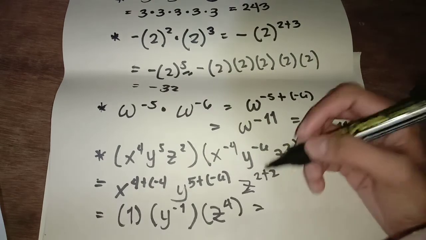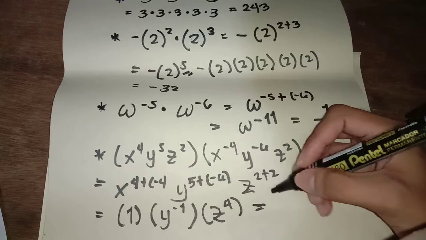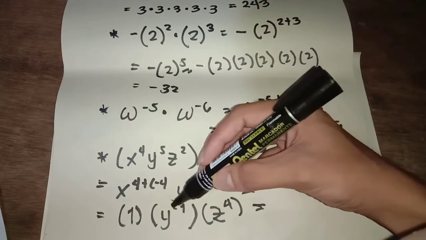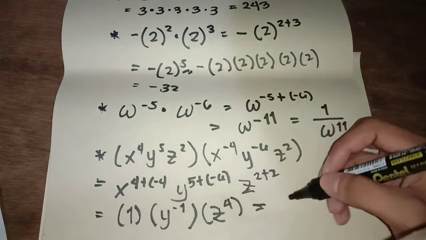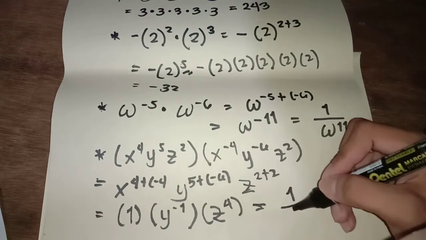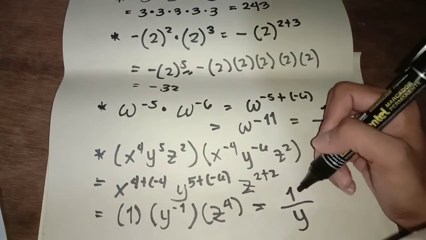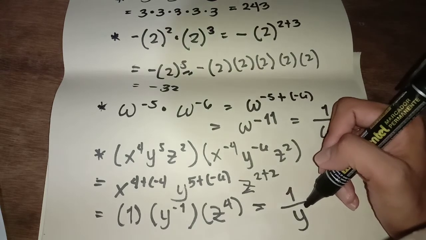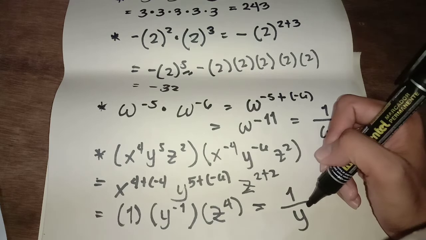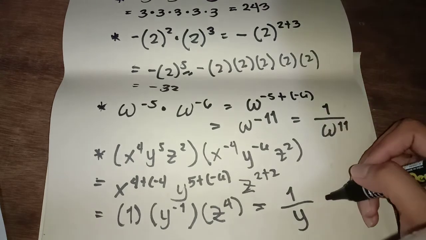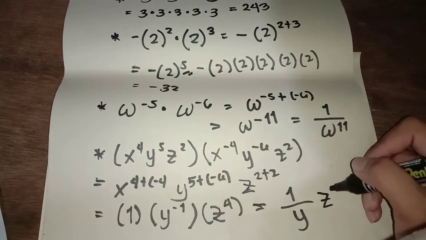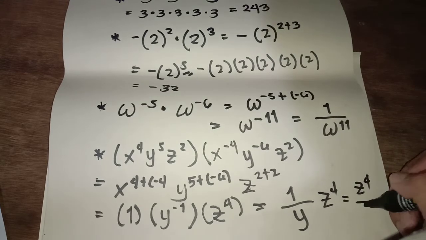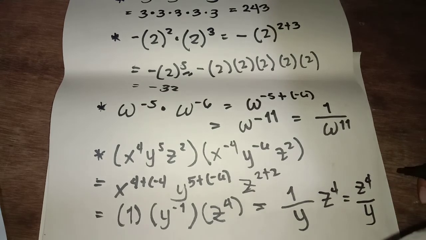As I've said earlier, if the sign of the exponent is negative, you can write this one as 1 over y. Take note that y here has an exponent of 1, and then z to the 4th. So this can also be z to the 4 over y.